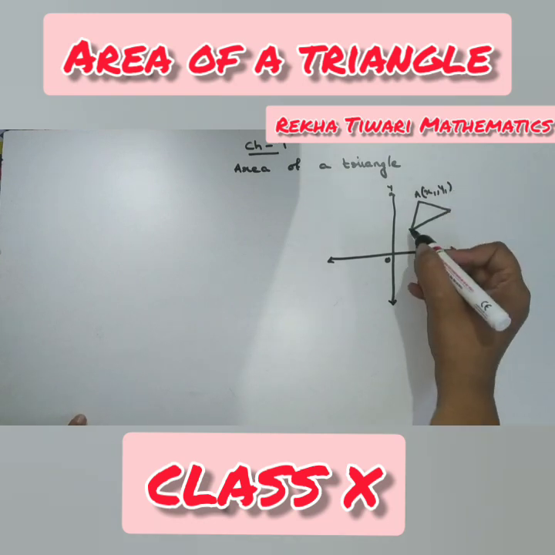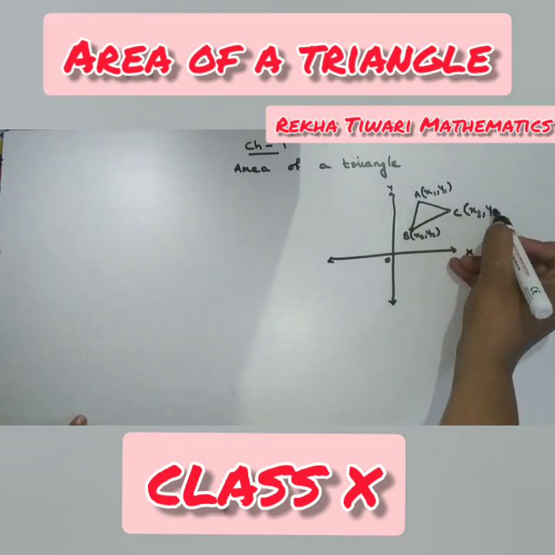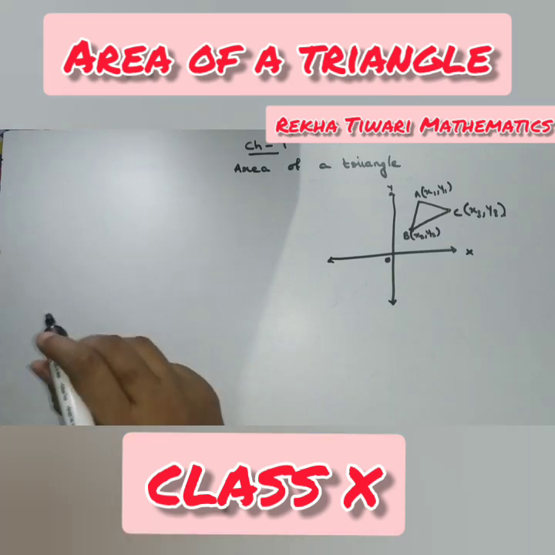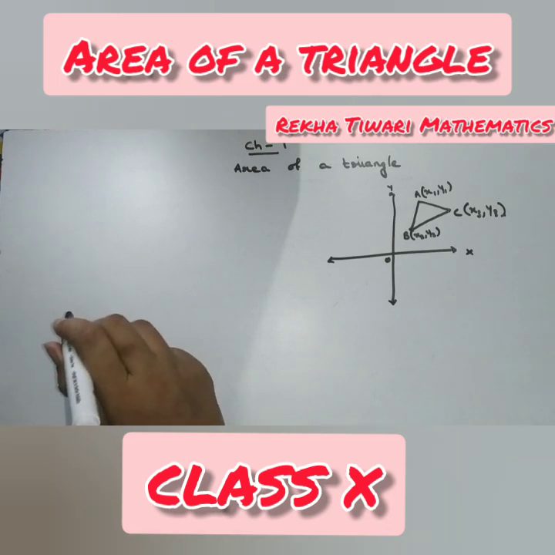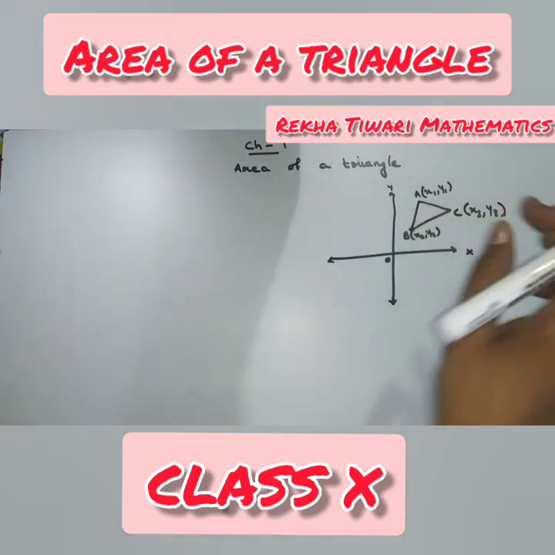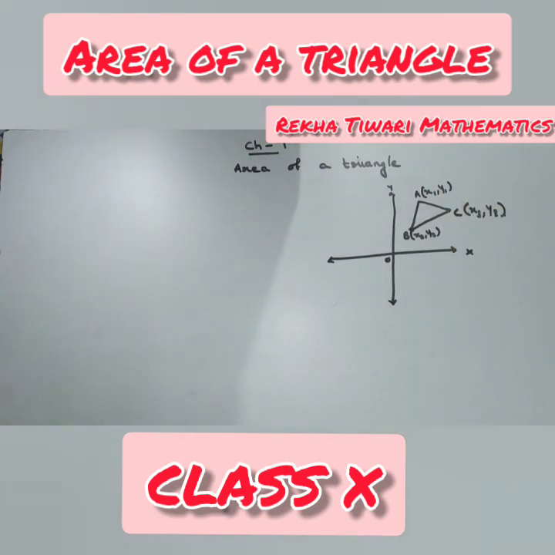The coordinates will be known to you. A is x1, y1, B is x2, y2, and C is x3, y3. Now, we have to find out the area of this triangle whose height is unknown, whose base is unknown, nothing is known to us. We can find out the base of this triangle by using the distance formula. But what about the height? We are not able to find it. So for this, a new formula has been derived.